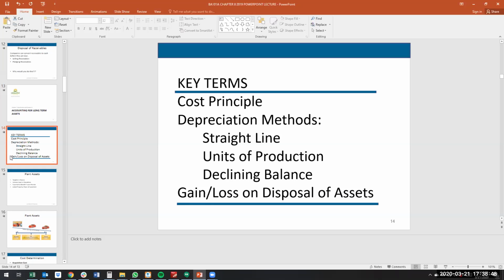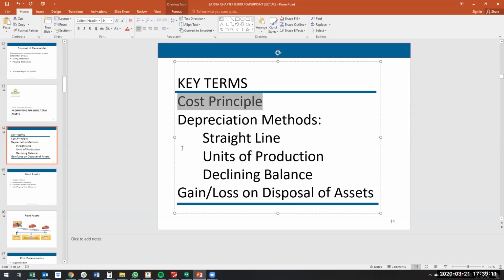Cost principle. So remember, long-term assets change in value over time. Some go up in value, like land and buildings generally. Some go down in value, and some are volatile. We always record an asset at its cost. That's called the cost principle. So whatever we paid for it is what's going to be on our books.